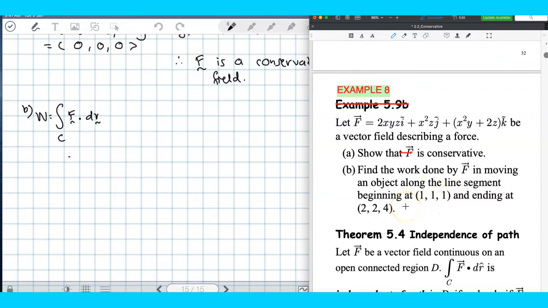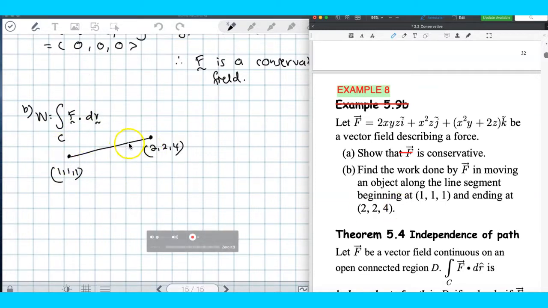So you have a line segment in 3D from (1, 1, 1) ending at (2, 4, 4). Now if you use the previous step, first you find F dot dr, then you find the vector function of this line segment, determine the t, and then you integrate. That is the regular step that we have done before.